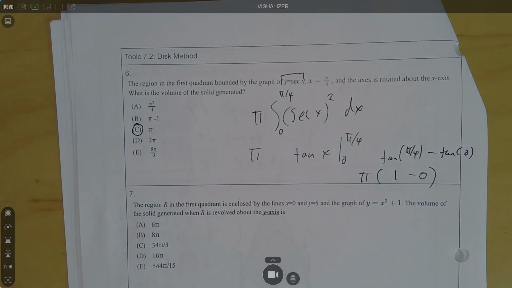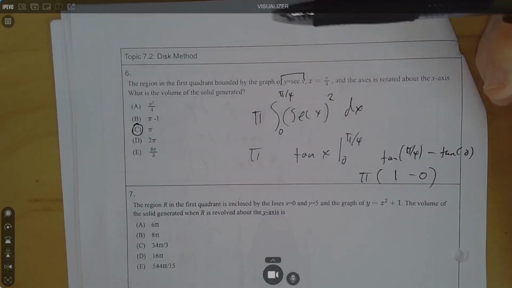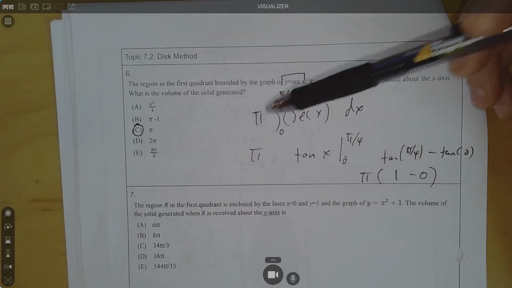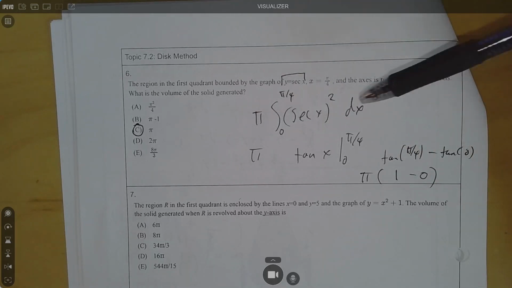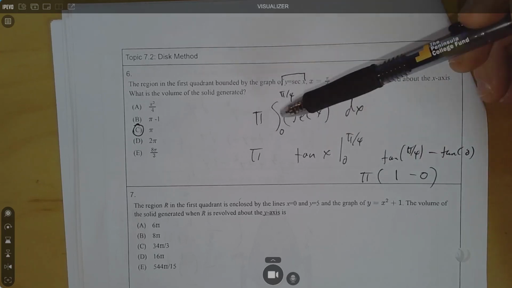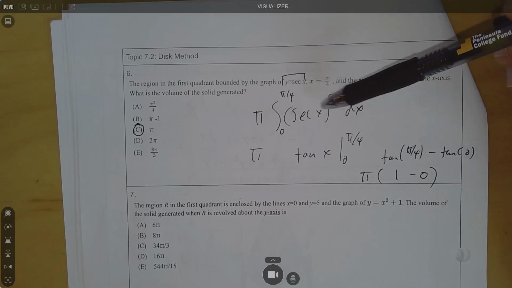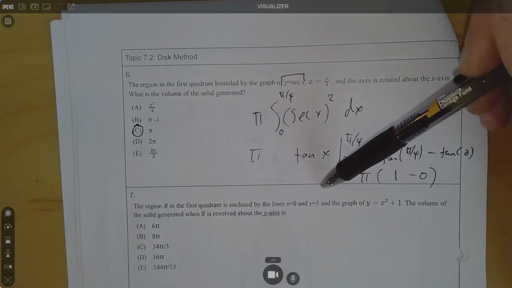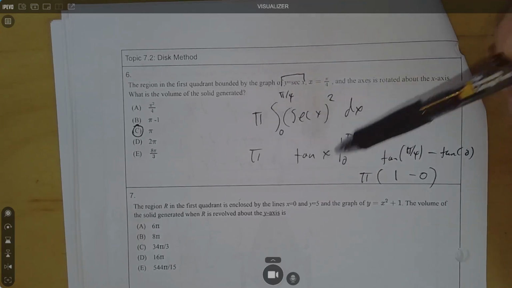I'm going to go over that one again because I think I kind of rushed it. Basically, we're doing disk method, so I know to do the formula pi radius squared. I plug in my radius, which is secant x. I square it. Then when I go to integrate, I can take the integral of secant squared x because I know the integral of secant squared x is tan. So we got tan from 0 to pi over 4.